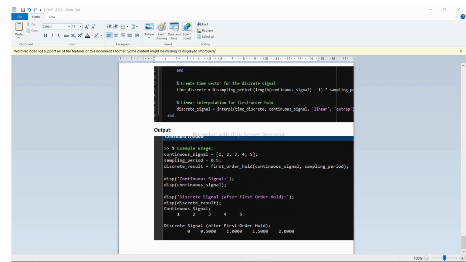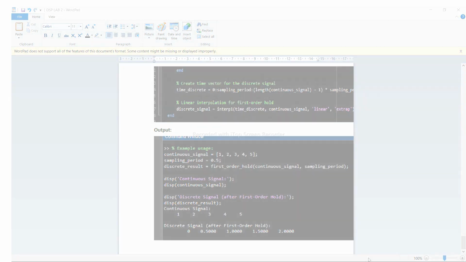In this we have a given continuous signal from 1 to 5. The sampling period is equal to 0.5. It means that it simulates the first order hold operation with a sampling time of 0.1. The discrete signal after first order hold is shown, starting from 0 and then 0.5 and so on. So this is from my side. Thank you so much.